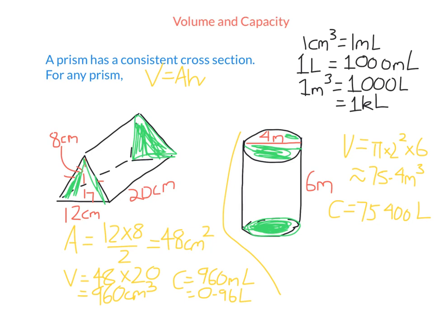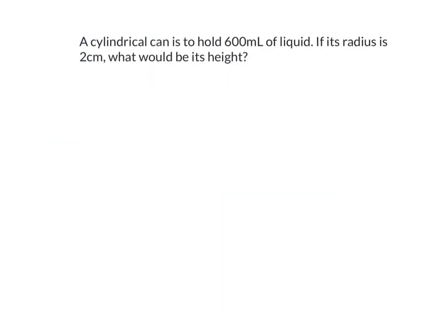All right, let's now look at a problem-solving question involving volume. So a cylindrical can is to hold 600 mils of liquid, radius 2 centimeters. What would be its height? So here we know the volume. We want to find a dimension, one of the lengths. So what we do is we get our equation, volume equals AH, and we're going to substitute in everything we know.